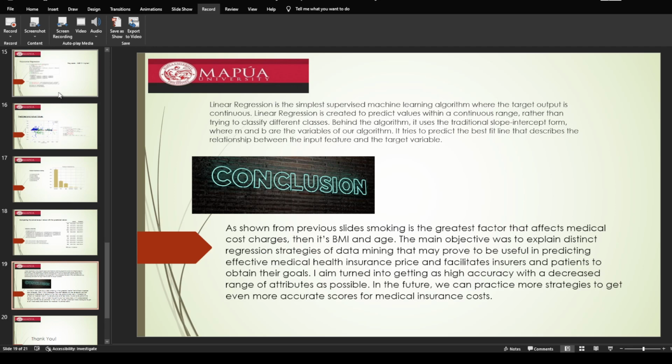As a conclusion, as shown from the previous slides, smoking is the greatest factor that affects medical cost charges. Then it's BMI and age. The main objective was to explain distinct regression strategies of data mining that may prove to be useful in predicting effective medical health insurance price and facilitate insurers and patients to obtain their goals. I aimed at getting as high accuracy with a decreased number of attributes as possible. In the future, we can practice more strategies to get even more accurate scores for medical insurance costs.